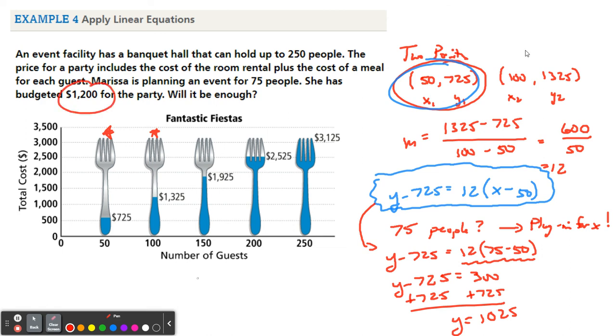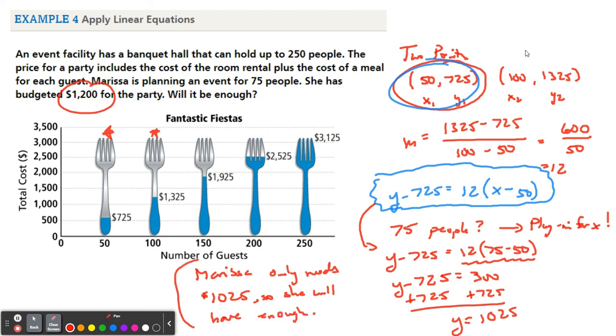So over here, I'll kind of give a written answer. So Marissa only needs $1,025. So she will have enough. And again, it's the idea that 1,025 is less than 1,200.